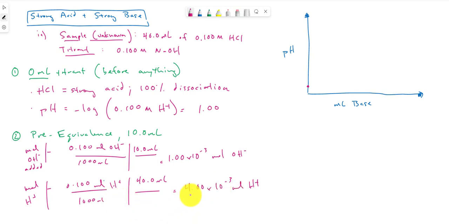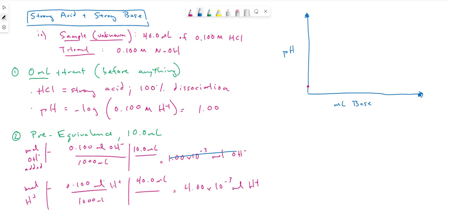So that means there were initially 40 times 10 to the minus 3 moles of H plus. We know these things are going to react 1 to 1, so every 1 mole of OH that reacts is going to destroy one of these. So when we look at these two numbers, you can see OH is the smaller one, so that's the one that's going to run out first.